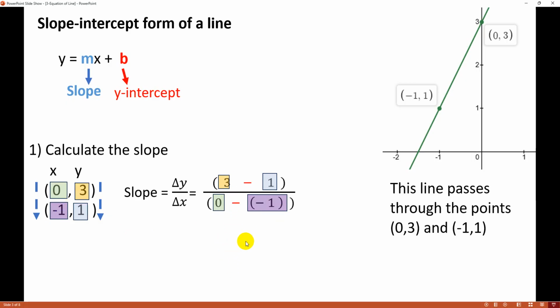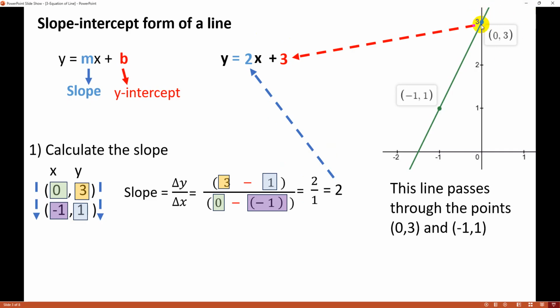Now we proceed. 3 minus 1 is 2, 0 minus -1 is positive 1. Just remember that -1 here times -1 will give you positive 1. Now 2 divided by 1 is 2, so that will be the slope, which we will use in the equation in the first part. And the y-intercept will be given by this number here, by the 3. That will be the y-intercept. So y equals 2x plus 3 would be the equation of the line for this example.